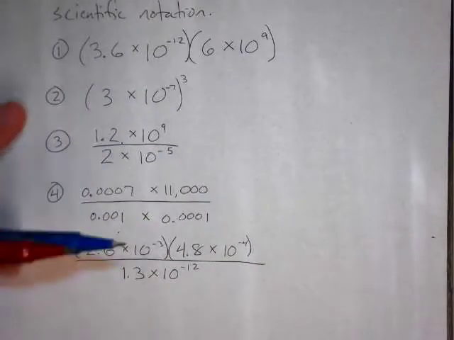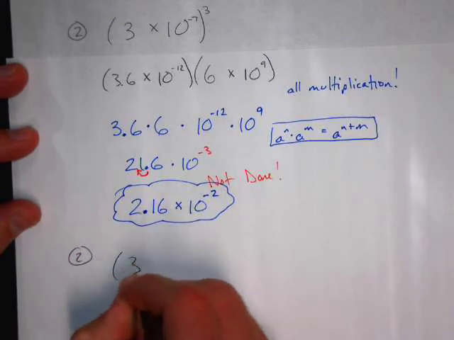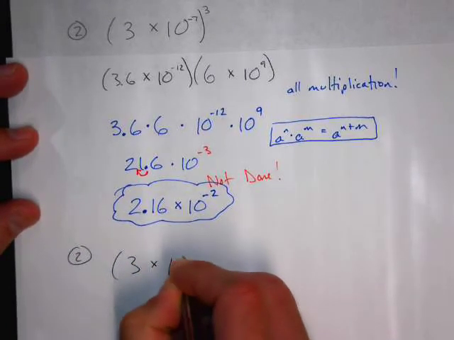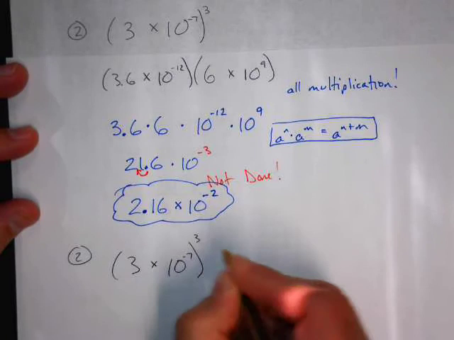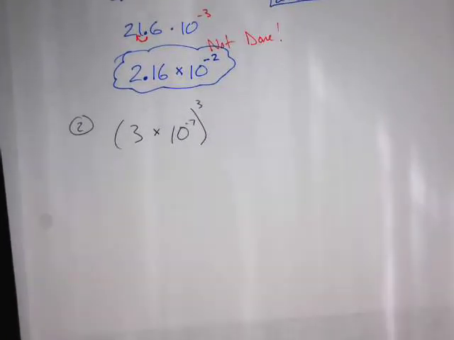Okay? So now the second expression. Now we're going to work on that second expression. We have 3 times 10 to the negative 7 power, all raised to the third power. More laws of exponents, right? We can totally use this. What's happening? We have a power to a power.